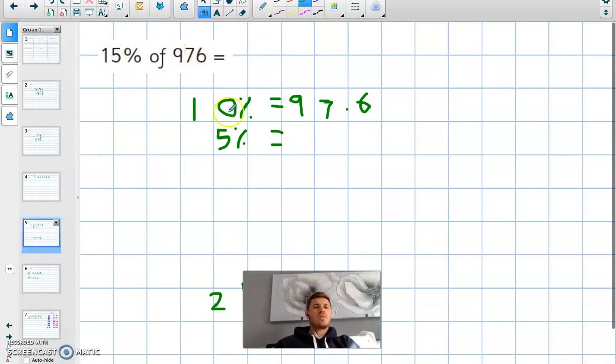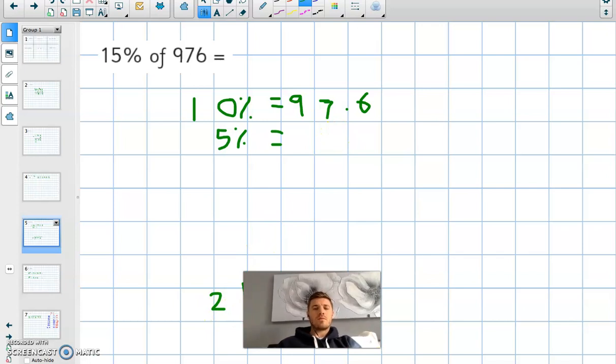15% of 976. Well, first of all, find 10%. It's 97.6 because you're dividing this number by 10 to get 10%. And you know when you divide by 10, 100 or 1,000, you move all the digits to the right depending on how many zeros are in the divisor. Okay, so to find 5%, we need to now half this number because half of 10 is 5. And the way that we half a number is by dividing by 2.